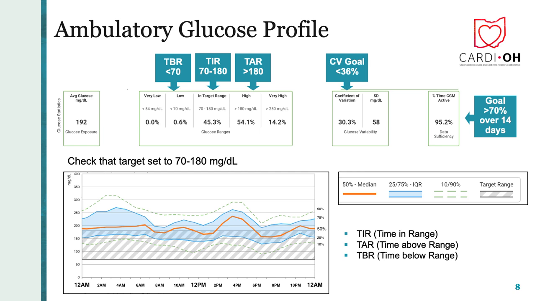And then finally, the more granular details can be inferred from those green lines, which give you the 10th to the 90th percentile. And there's usually a marked area to delineate the 70 to 180 milligram per deciliter target range.